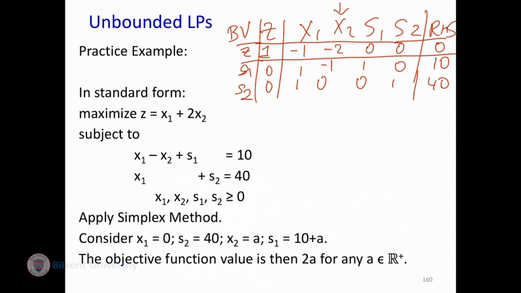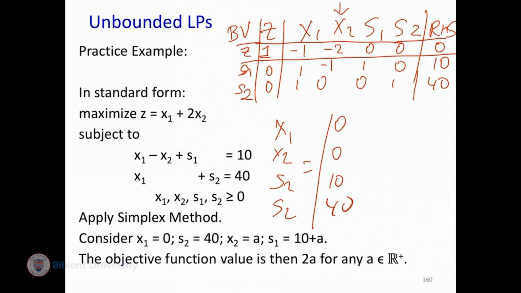How much? Currently, you have a solution. Let's look at the current solution: x1, x2, s1, and s2. The current solution is 0, 0, 10, and 40, right? This is your starting basic feasible solution, corresponding to the origin in the two-variable case. So you ask the question, is there a favorable variable to improve from 0 to something higher and get a better objective function value? Both x1 and x2 are eligible, and x2 has a better objective function coefficient, so you want to make x2 as high as possible. Okay?